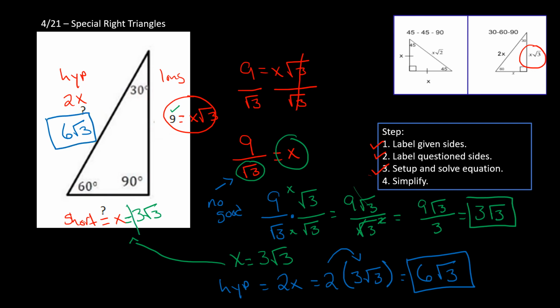Our short side is 3 square root of 3. And our long value was given to us, which was 9. So this problem I really enjoy, as it really pushes us on our simplifying, and it gives us the hardest side. Usually if you're given the long side and you have to solve for the hypotenuse, it's going to take a little bit more work. But don't worry about it. Follow the steps and you'll work through it.